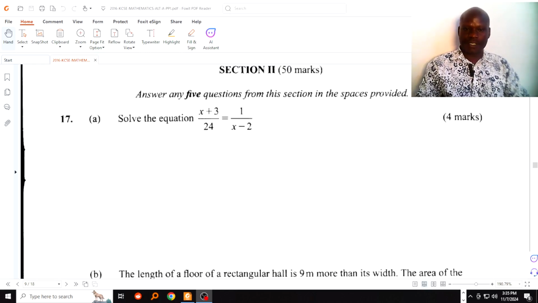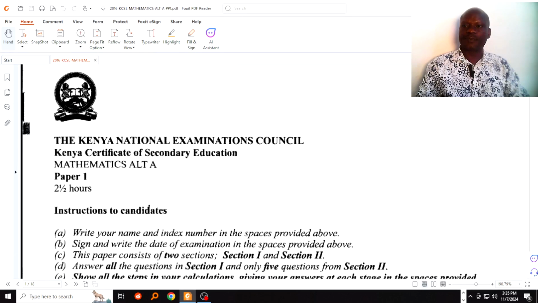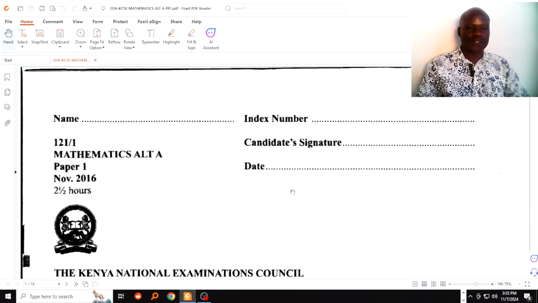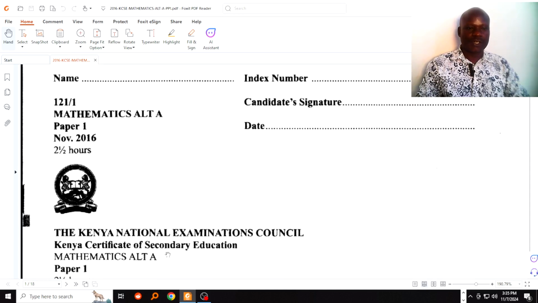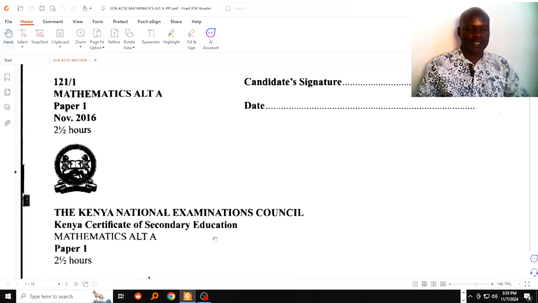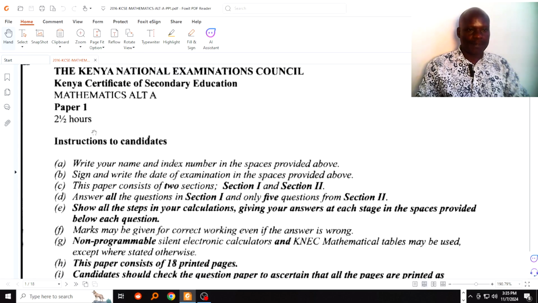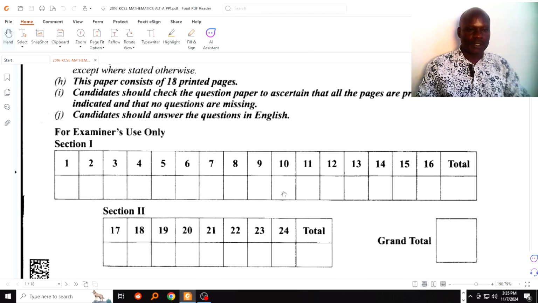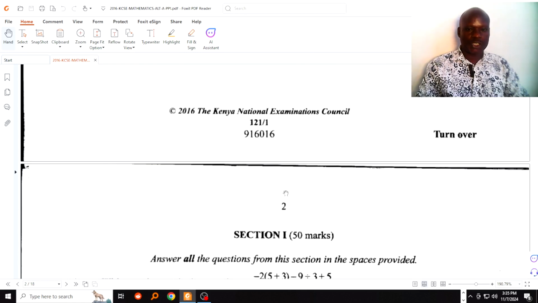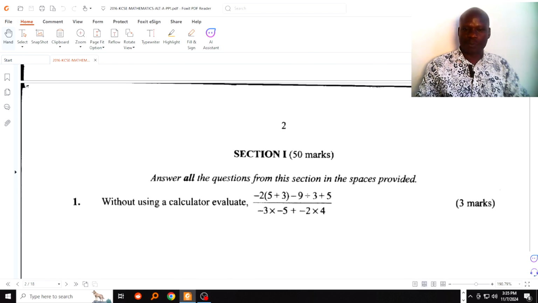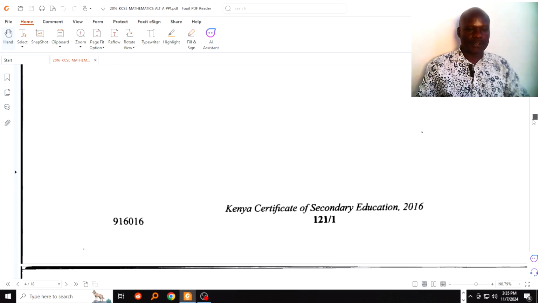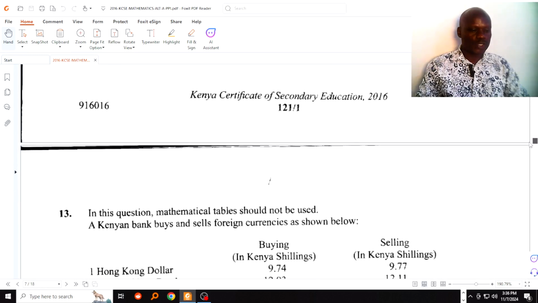Hello, we consider a paper which was taken in 2016, and this is Kenya's Certificate of Secondary Education offered by Kenya National Examinations Council, and this is mathematics paper one, and the paper is 2.5 hours. So the question that I want us to consider in this particular session is question 17.